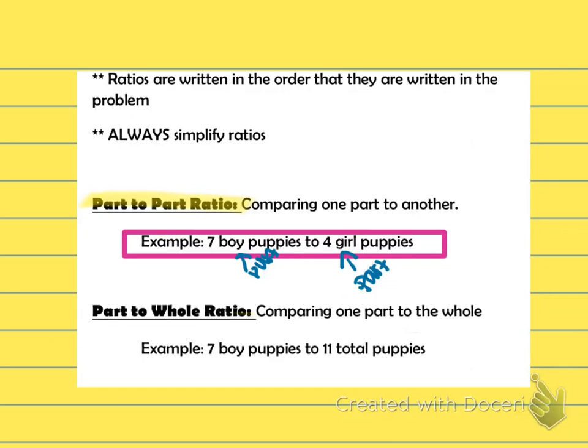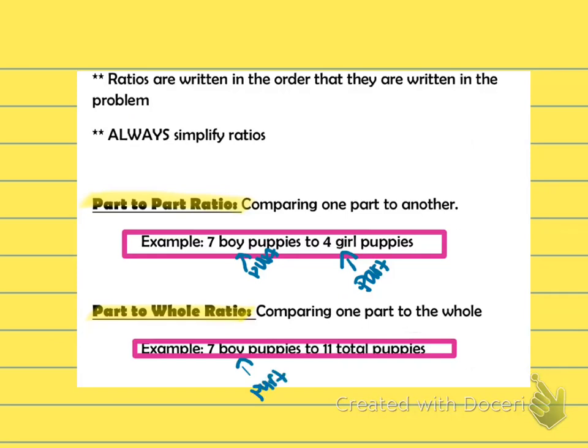Then we have a ratio of a part to whole, comparing one part to the whole. So here in our example it says 7 boy puppies to 11 total puppies. Well, the 7 boy puppies is our part, and we're comparing it to our whole, which is the total puppies. So this is our part to whole ratio, comparing one part of a whole to the actual whole.